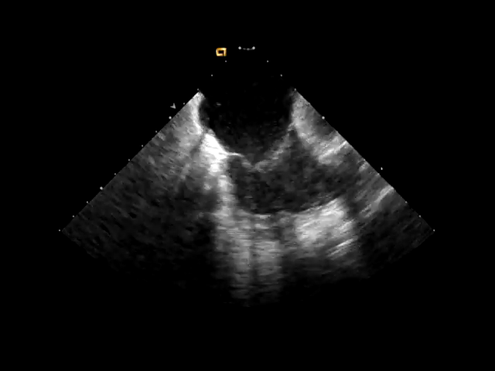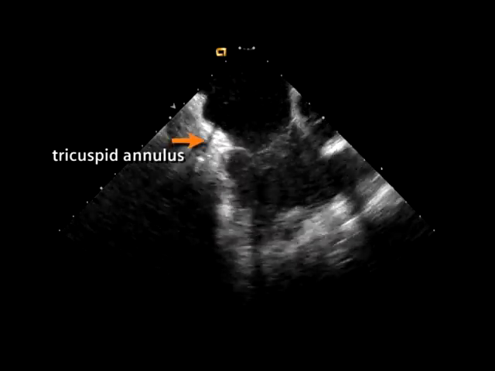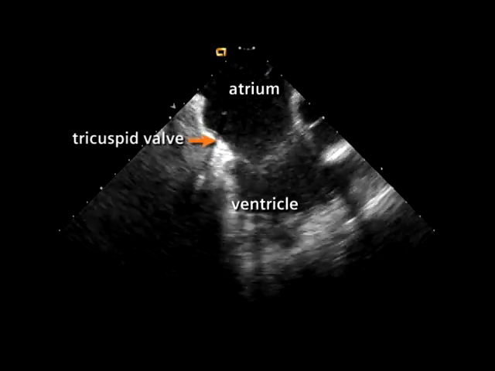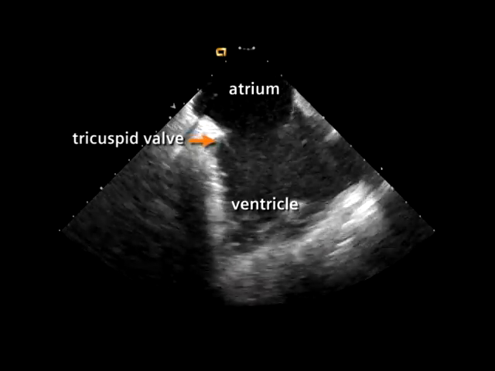Once the catheter is advanced through the venous system and up into the IVC, right atrial junction, the natural position is at an anterior view that shows the tricuspid annulus, right atrium, tricuspid valve, right ventricle.